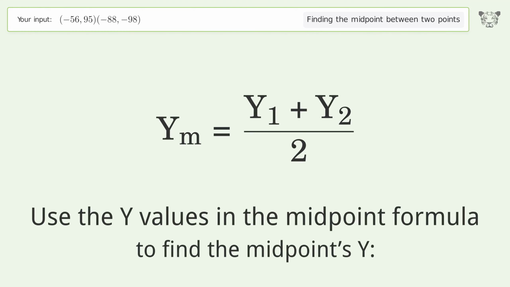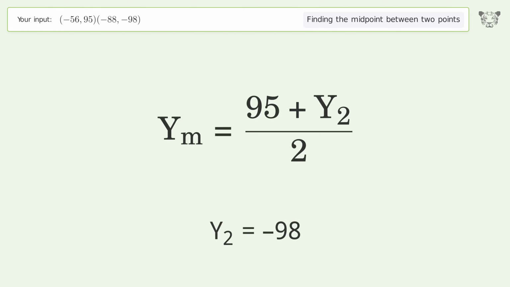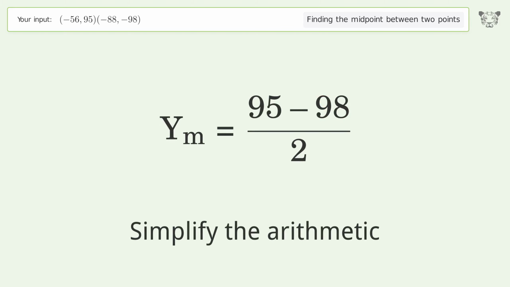Use the y values in the midpoint formula to find the midpoints y. y1 equals 95. y2 equals -98. Simplify the arithmetic.